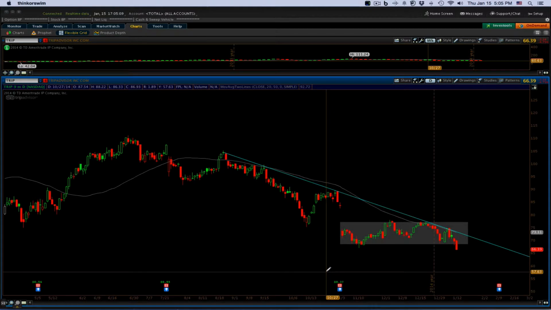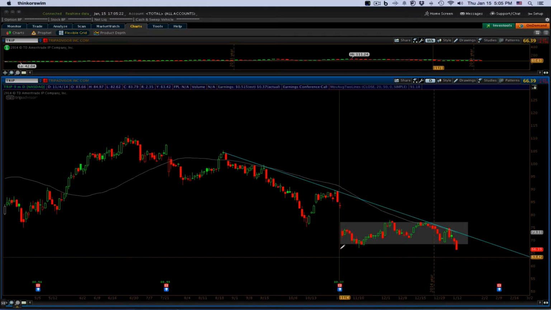Manage the stop, or manage the trade, as you would, whether that's trailing stops lower, taking off at a profit target, however you feel works for you and your system. This is a good entry, I think, for a short trade.